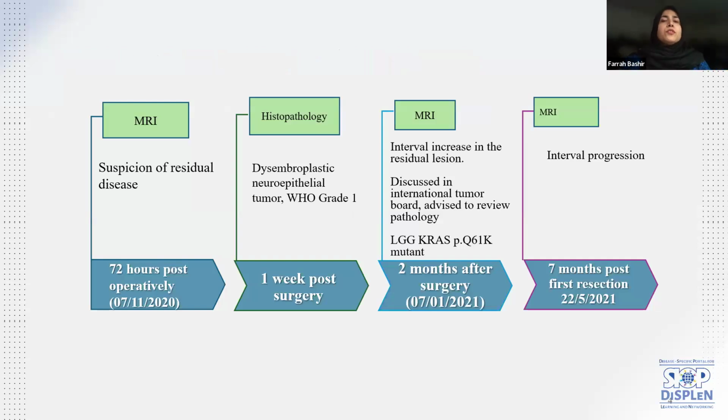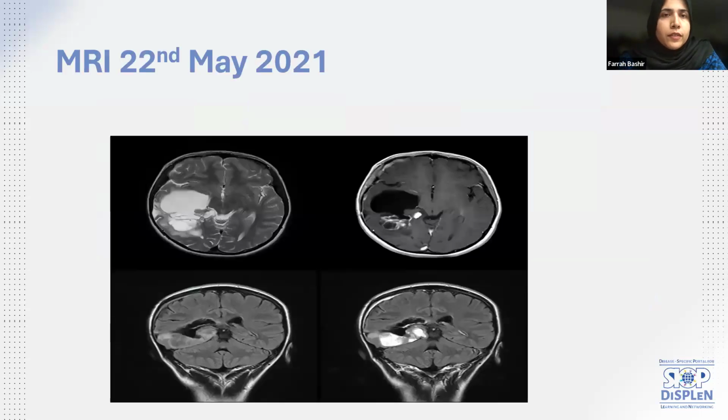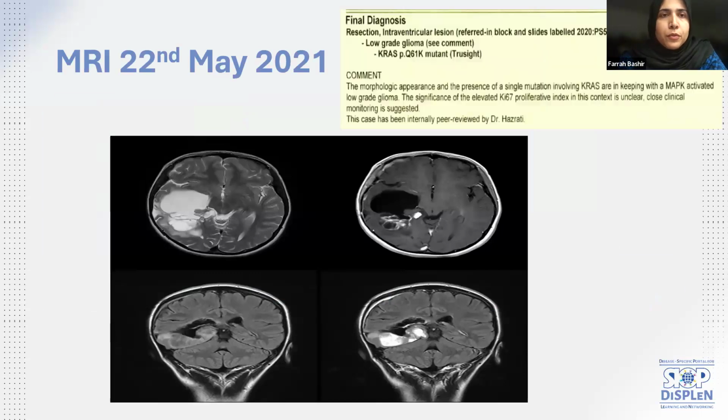The histopathology that was reported initially was desmoplastic infantile neuroepithelial tumor, WHO grade 1. However, when we followed up the case after 3 months, there was an interval increase in the residual lesion. So we decided to discuss this case in the International Tumor Board and were advised to review the pathology. The sample was sent to SickKids, and the report was low-grade glioma, and the tumor was KRAS mutated. We did a follow-up MRI after 3 months in May 2021 that showed interval progression. This was the MRI that showed a progression of the lesion, and this was the pathology report.